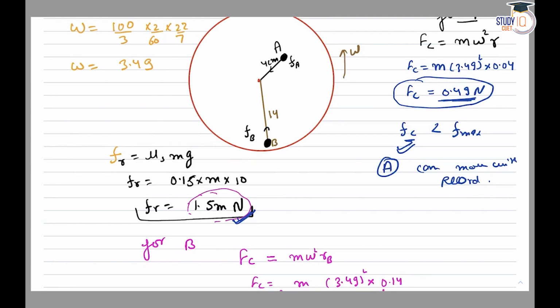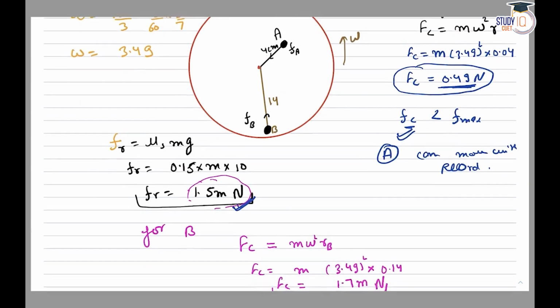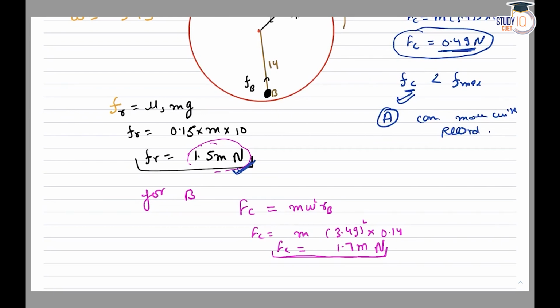In this case, the centripetal force required is greater than the maximum friction. So the friction cannot rotate coin B, because the centripetal force required is greater than the maximum friction. If the centripetal force required is greater than maximum friction, B cannot move with the record. So in this case, the slipping of B will take place. So B will slip and A will continue circular motion.